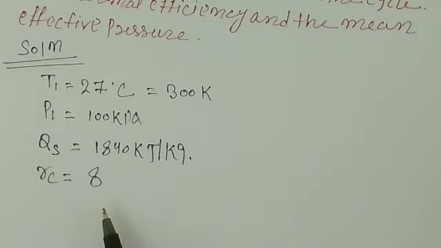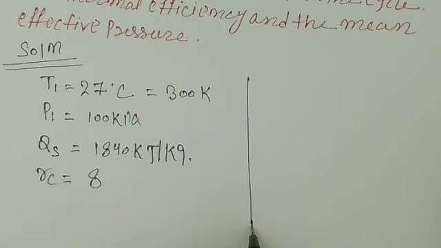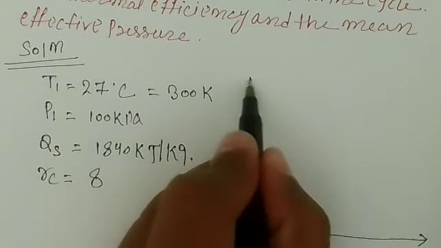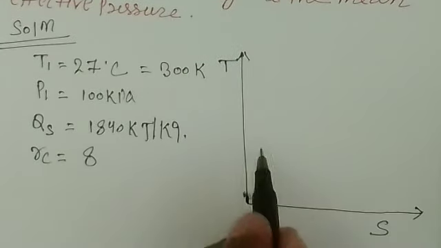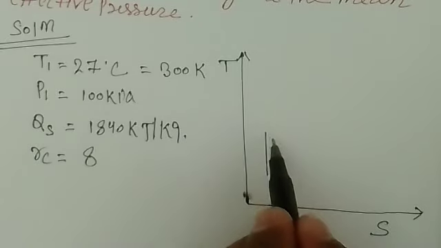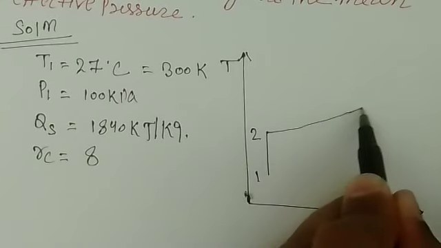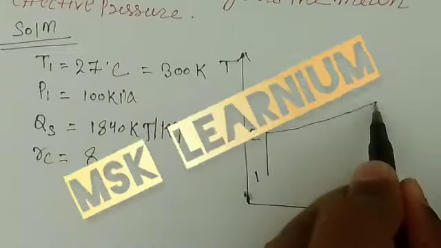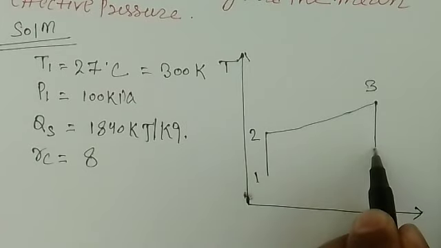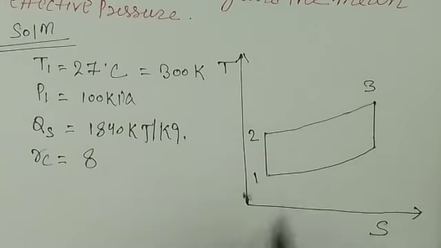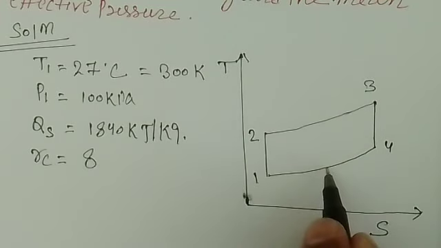First of all, I'll draw one TS diagram and then you can easily understand the concept, right? Here we take temperature on the y-axis and entropy on the x-axis. First you have compression 1 to 2. 1 to 2 is the adiabatic compression, and then 2 to 3 is the heat supplied at constant volume. Then 3 to 4 is the adiabatic expansion, and 4 to 1 is the heat rejection at constant volume.